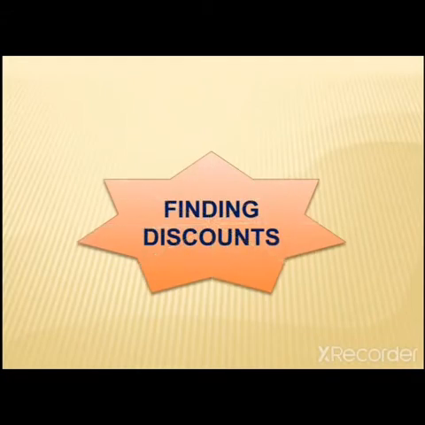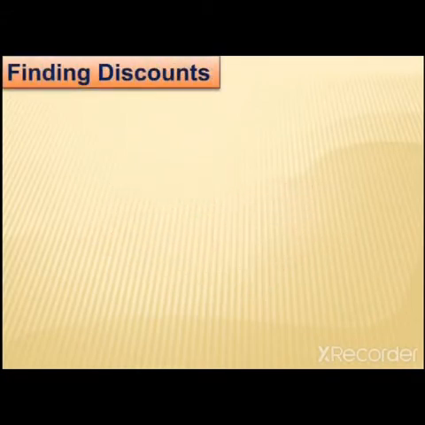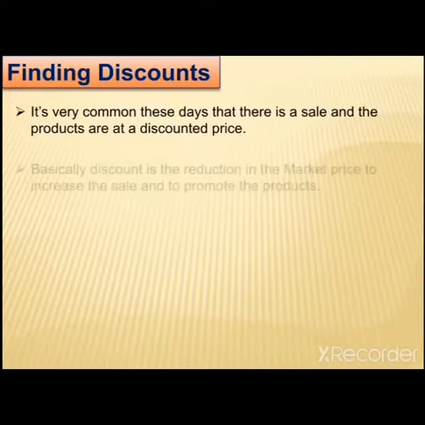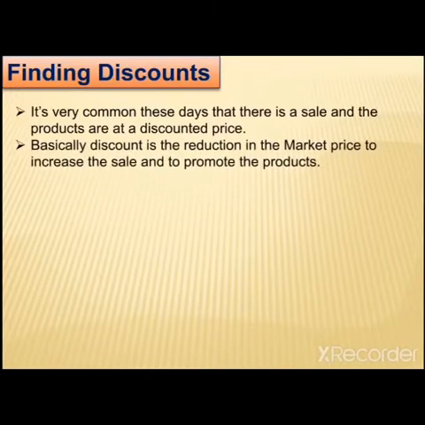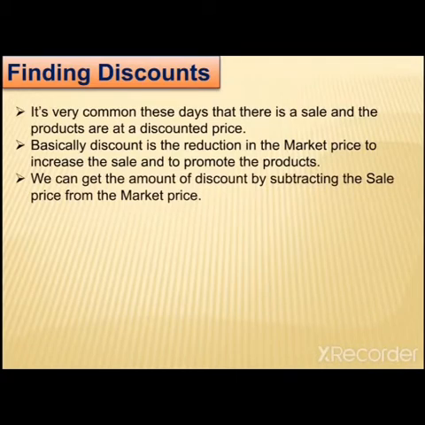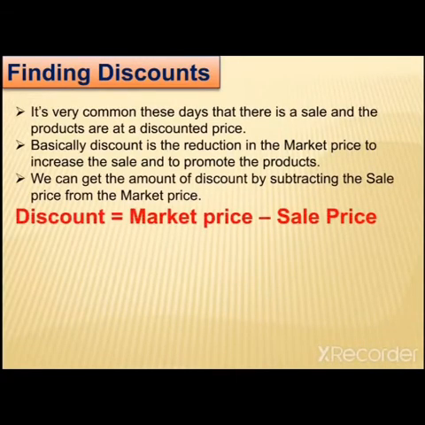Next, finding discounts. It's very common these days that there is a sale and the products are at a discounted price. Basically, discount is the reduction in the market price to increase the sale and to promote the products. We can get the amount of discount by subtracting the sale price from the market price. Discount equal to market price minus sales price.